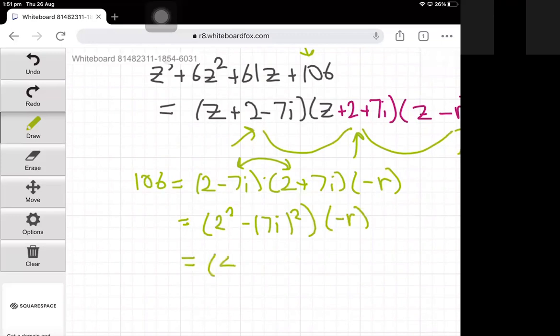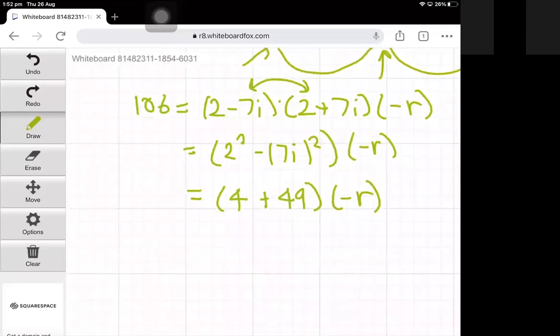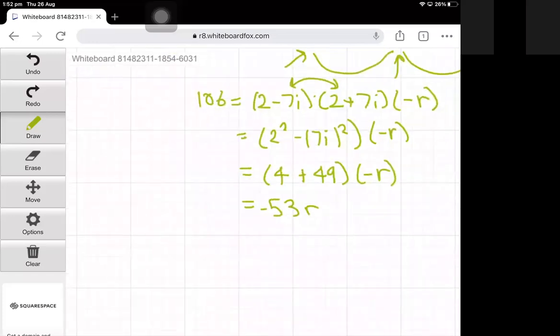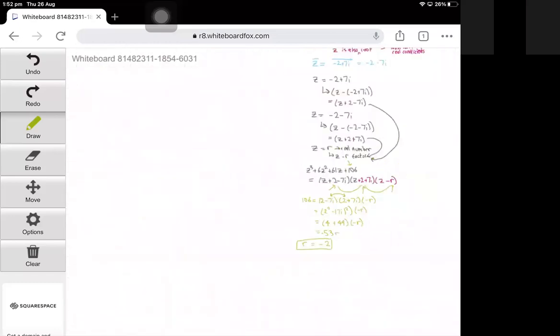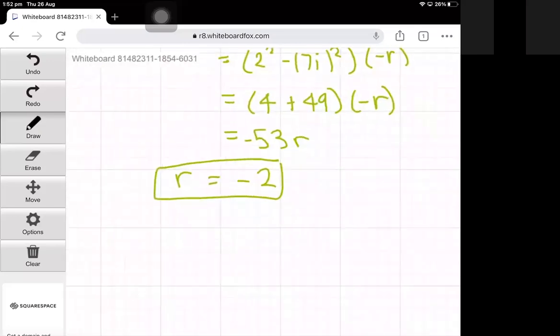This is equal to 4. So 7i squared is minus 49. So we actually have a plus 49 here times negative r. So it's equal to 53 times negative r. So we finally get r is equal to minus 2. So minus 2 is 106 divided by minus 53. Okay, so we get the real root is minus 2.